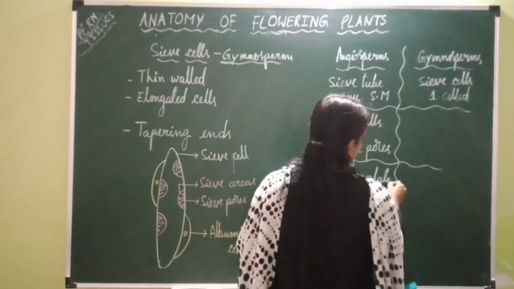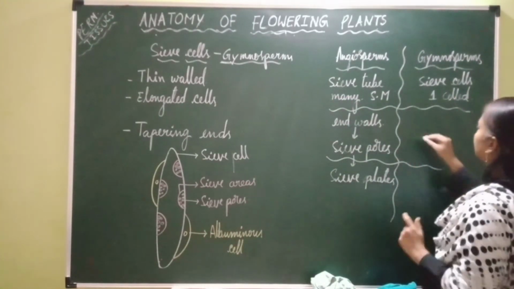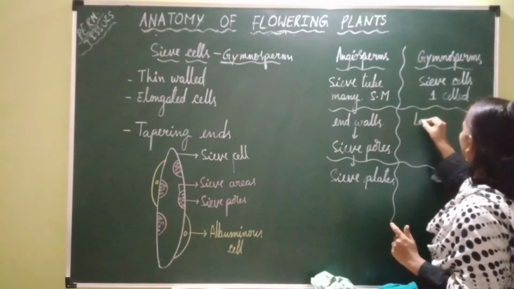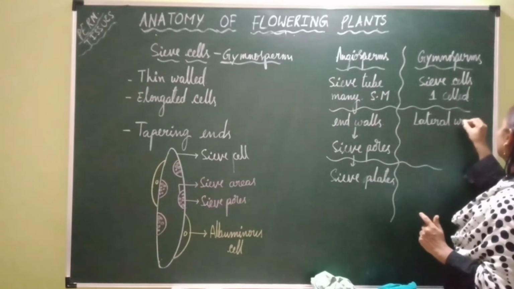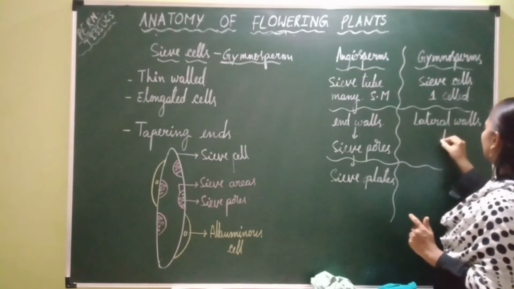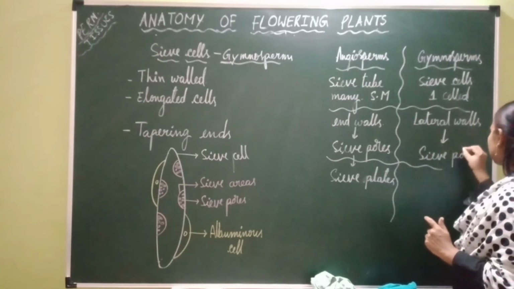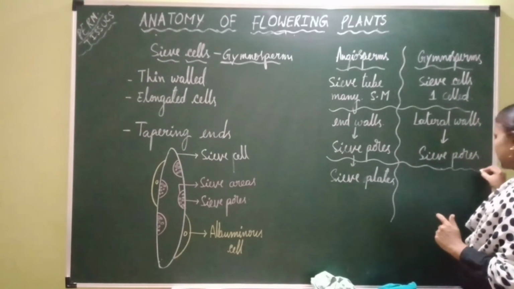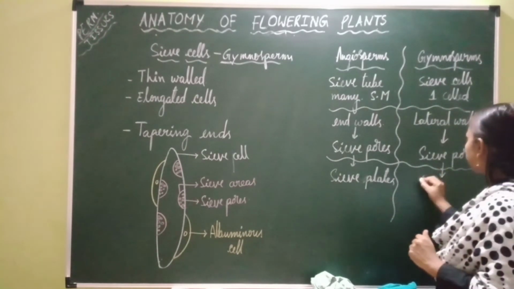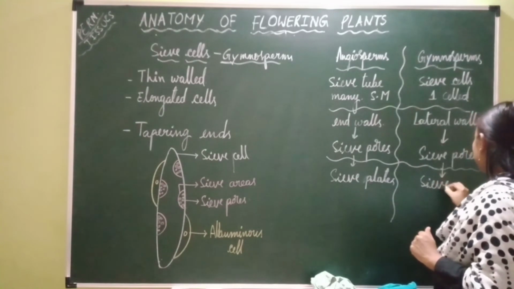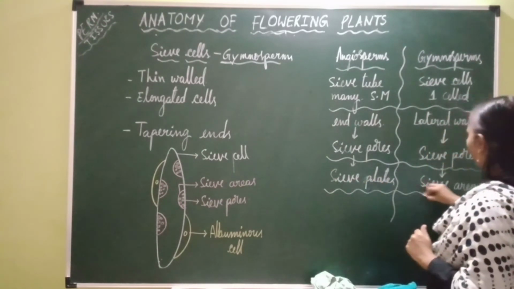Whereas in case of gymnosperms, these sieve pores are present in lateral walls, longitudinal walls, or radial walls. And the areas where these sieve pores are present in the lateral, longitudinal or radial walls are called sieve areas. Right? Okay.